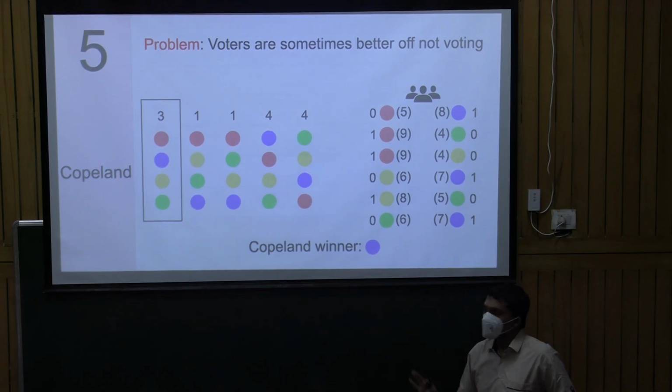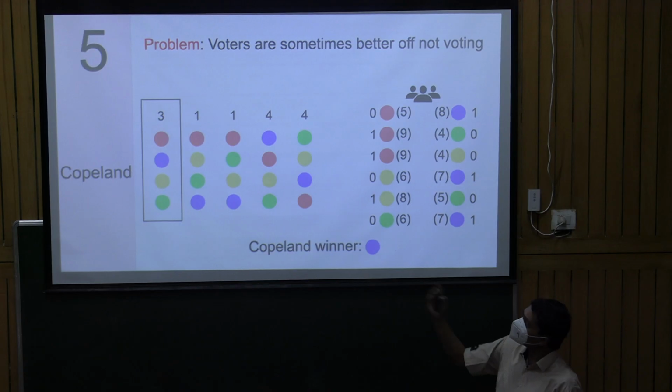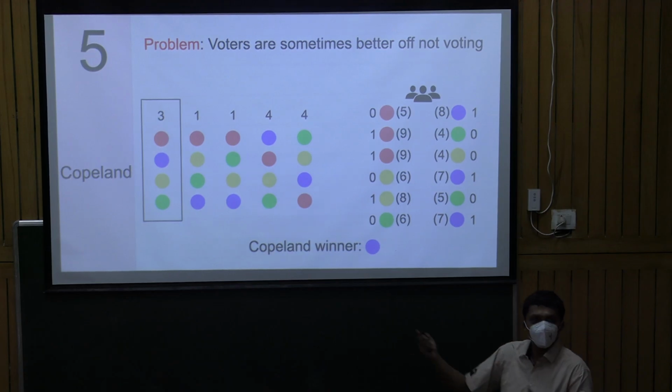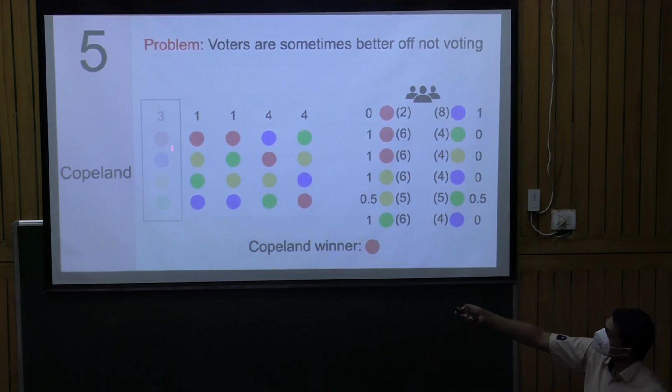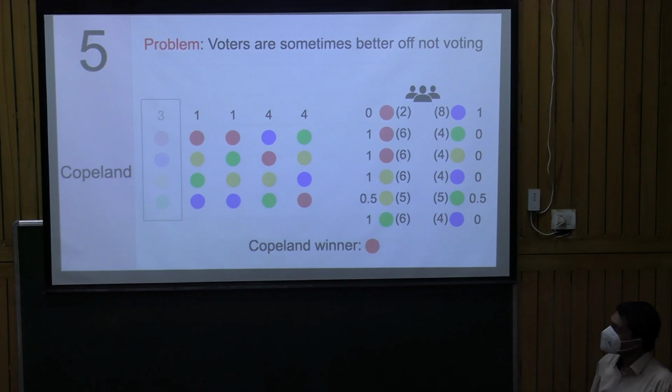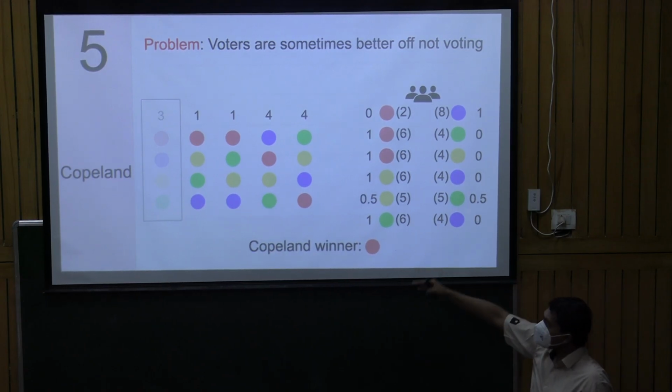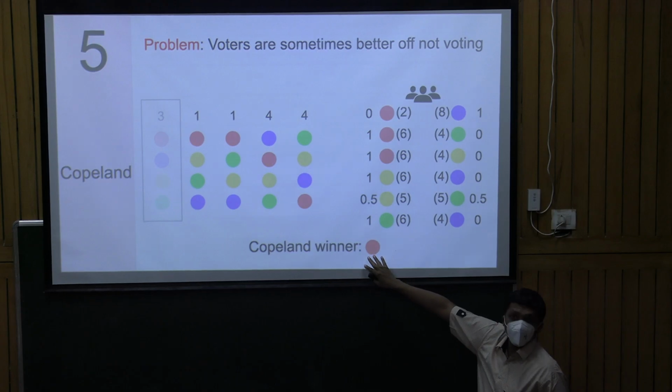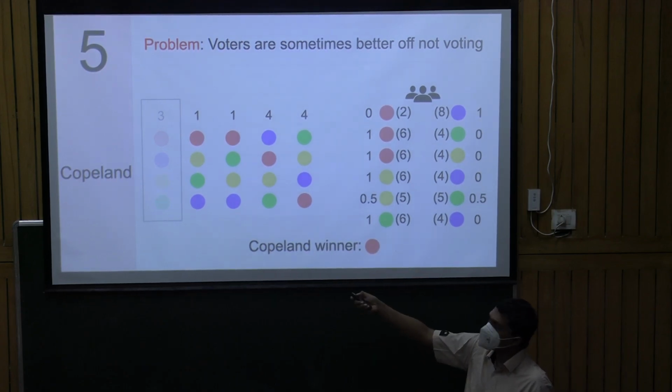Staying at home is good advice in COVID times, but also if you are using the Copeland rule, sometimes it can help. So suppose these guys don't turn up. You can do the calculations and verify that now red is the winner. So just by not showing up, they are able to get a better candidate elected.